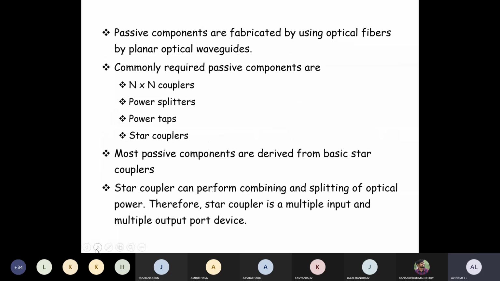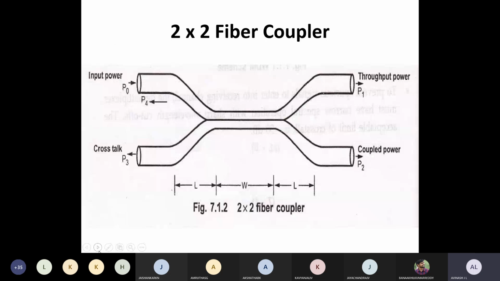So after that we understood the passive components. In the passive components, the commonly required passive components are N cross N couplers, power splitters, power taps, and star couplers. So here I can see that a 2x2 fiber coupler will be there. It is a fundamental thing of a coupler. Okay, the 2x2 coupler is a fundamental thing. See, 1x1 will not come into picture. Why? Because 1x1 means what? One input, one output, so there is no coupling action that takes place. That is why the minimum possibility is the 2x2 coupler.